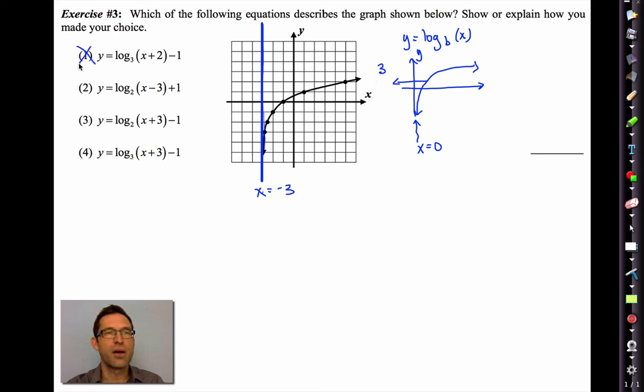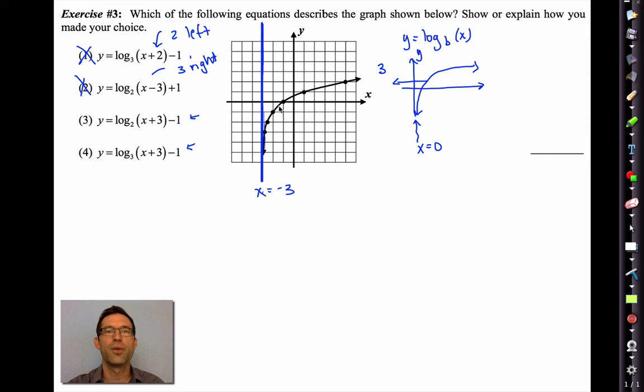That means this one is out. That's been shifted 2 units left. This one's out. That's 3 right. So we're down to these two. If you got it down to those two, then you understood the shifting nature of this. So how do we now decide which one of those it is, whether it's log base 2 of x plus 3 or log base 3 of x plus 3?